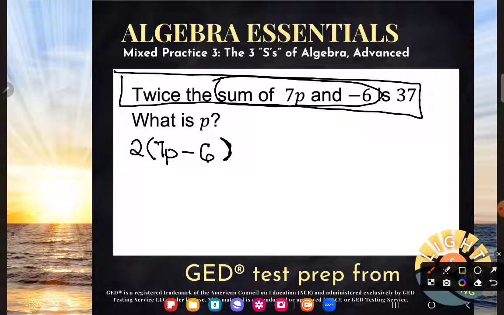Now, you might say, Kate, it's not a sum anymore. And I say, no, you're right. But the sum of 7p and -6 is equivalent to 7p -6. And so I'm allowed to trade out equivalent things in algebra. Anytime in math, really, that you have two things that are equivalent, you can trade. So there we go. Twice the sum of 7p and -6 is, oh, I love is. It means I have an equal sign, and it is 37.